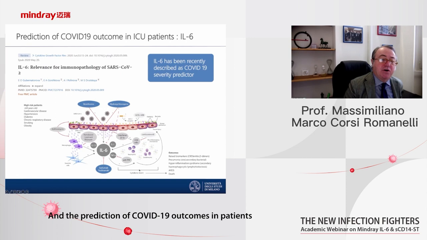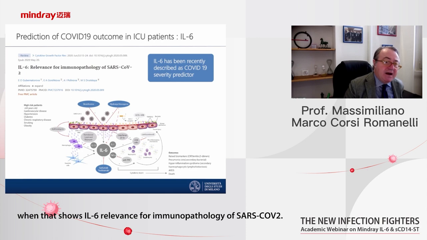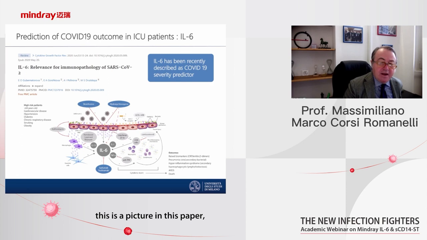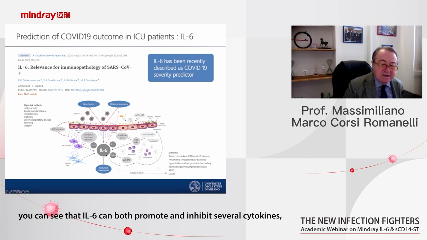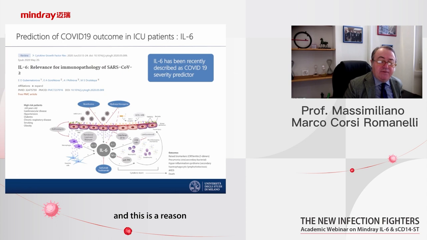And for the prediction of COVID-19 outcome in ICU patients, I'm only seeing this review, the Cytokine and Growth Factor Reviews in 2020, on the relevance of IL-6 for the immunopathology of SARS-CoV-2. And this is a picture from this paper. You can see what IL-6 can do, like promoting and also inhibiting several cytokines, IL-1, TNF-alpha, IL-12, and also interferon beta-1. And this is the reason IL-6 has been recently described as a COVID-19 severity predictor.